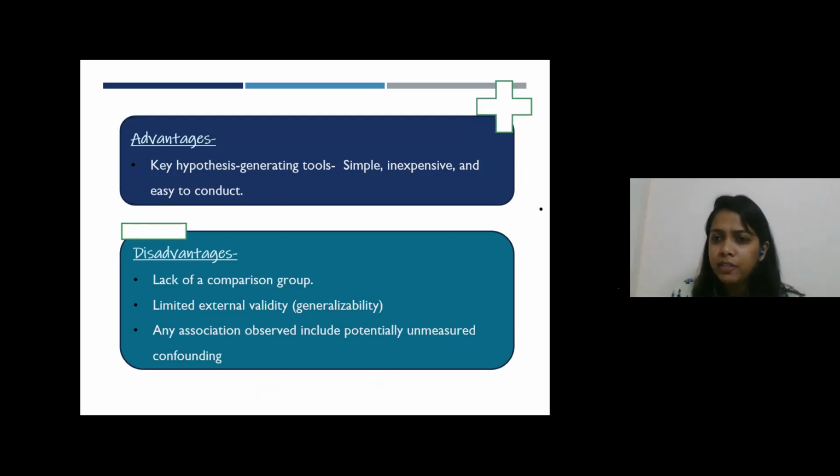They're simple, inexpensive, easy to conduct, and they give you the first clue that there's something different, something unusual happening. But the disadvantage is they lack a comparison group, and you really cannot generalize to everybody. That one person may have some changes. It could even be related to their genetic composition. And any association that we observe usually contains confounding, because there are so many other influences on health: behavioral, social, different physical attributes. Because none of that is taken into consideration, it can lead to confounding. I'm going to be discussing what confounding is later.